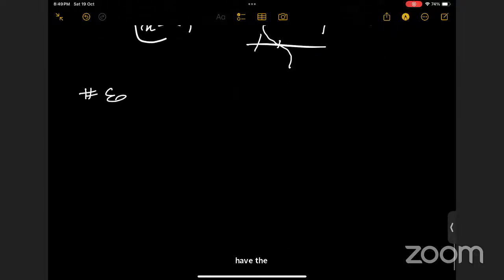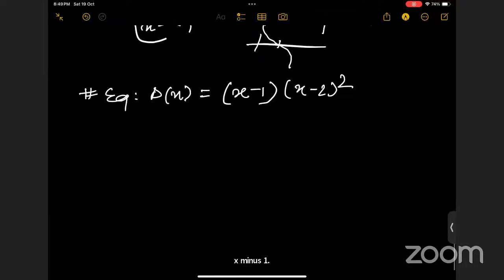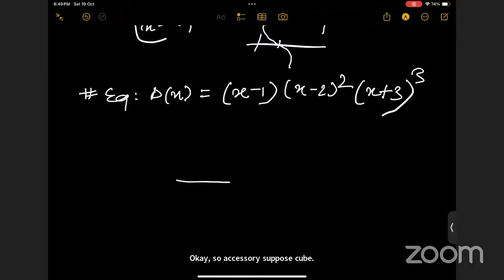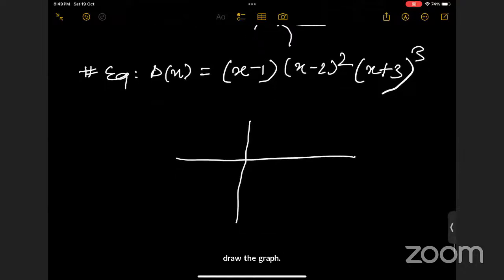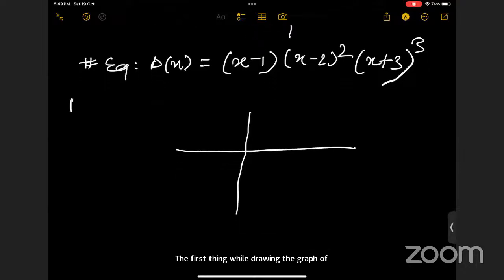Okay, so suppose we have an equation p(x) equals (x minus 1), (x minus 2) whole square, (x plus 3) cube. So how can we draw the graph? The first thing, while drawing the graph of a polynomial, we have to check the end behavior. So do you know how to check the end behavior and what do we mean by end behavior?